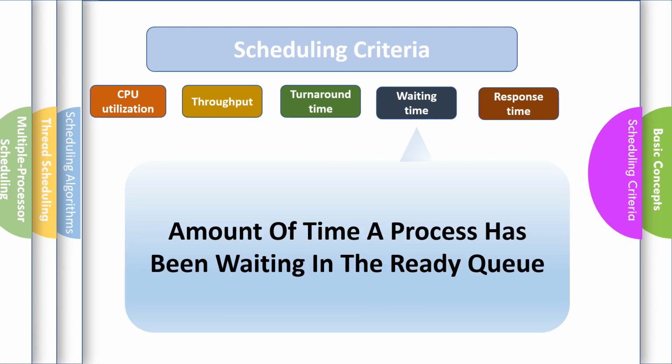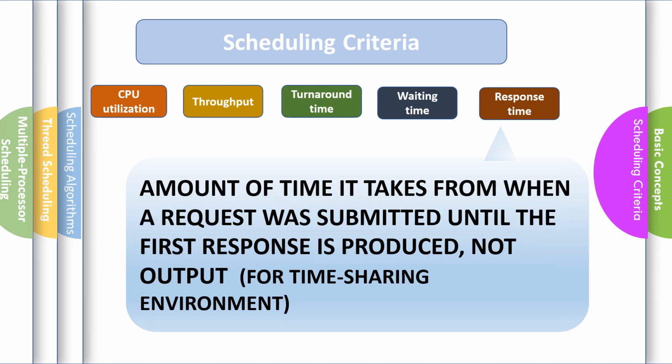Next is wait time. The waiting time is the time taken by the processes waiting in either the ready queue or in any of the IO device queues. So the amount of time a process has been waiting in the ready queue is what we call waiting time. Next is response time. Response time is the amount of time it takes from when a request was submitted till the first response it produces. It is not the output, it is only the response. So this is in terms of a time sharing environment. We will see this when we come to the time sharing environment.